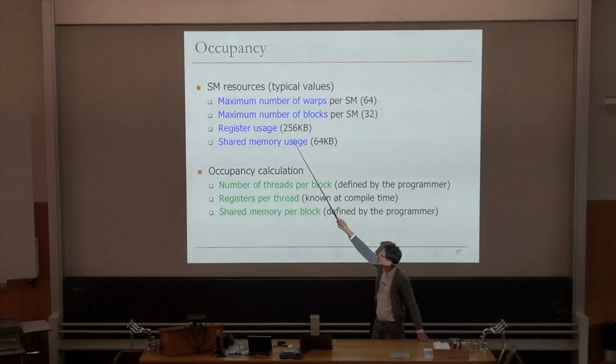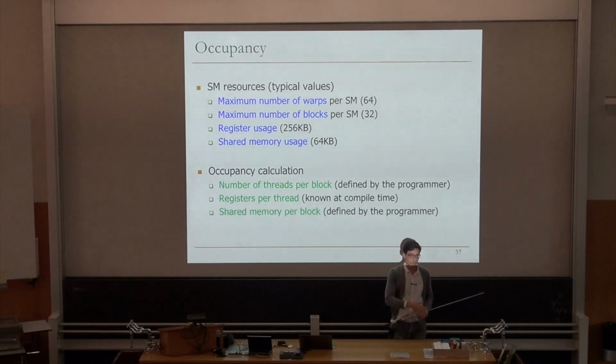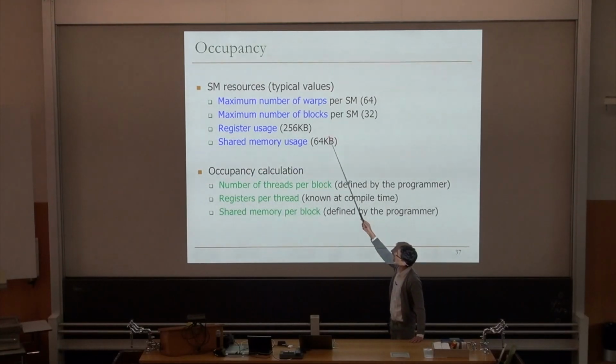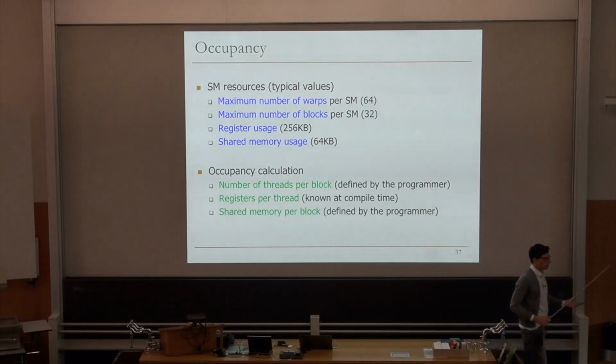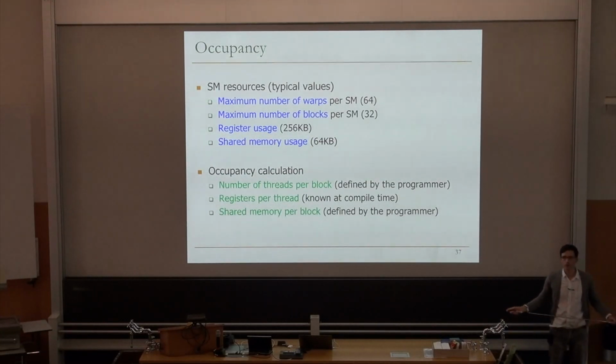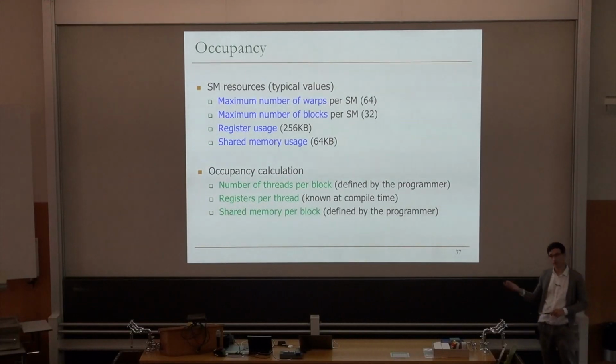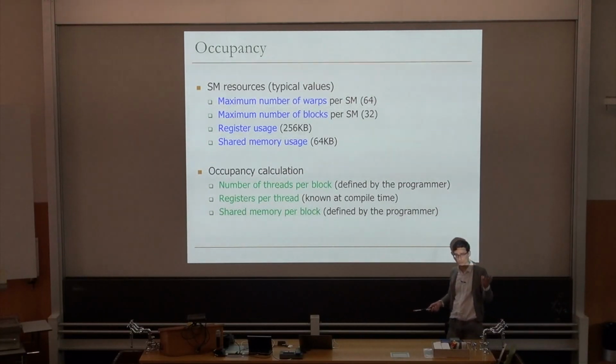And these registers and this shared memory are going to be distributed across the running warps and across the running thread blocks, right? So, let's say that in a current architecture, the size of the shared memory is 64 kilobytes. Let's say that one programmer, for whatever reason, decides that for each block, sorry, he or she needs 32 kilobytes. How many blocks can we schedule on each of the cores? We can schedule 2, right?